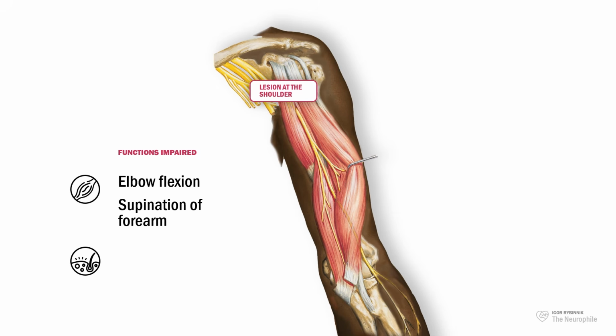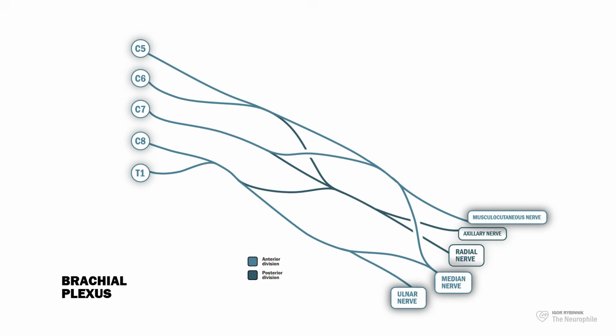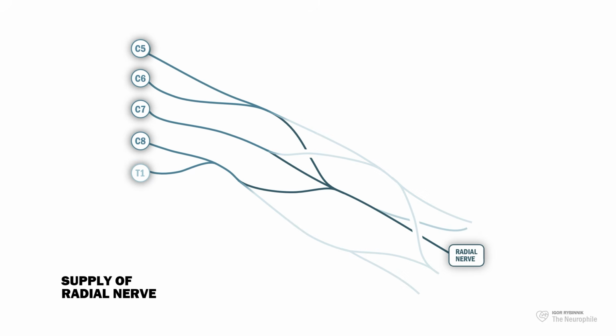Flexion and supination of the forearm, and sensation of the lateral forearm. Moving on to the radial nerve. The radial nerve is the largest nerve in the arm and comes from the posterior cord of the brachial plexus, C5 through C8 nerve roots. T1 doesn't quite make it, so it doesn't contribute much here.